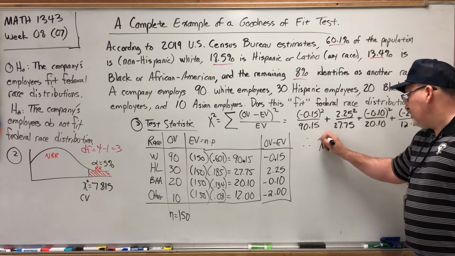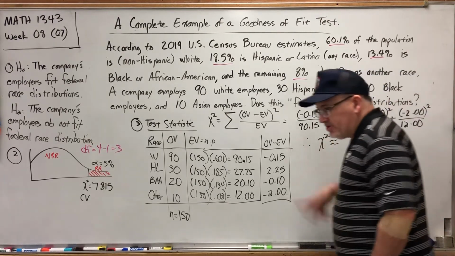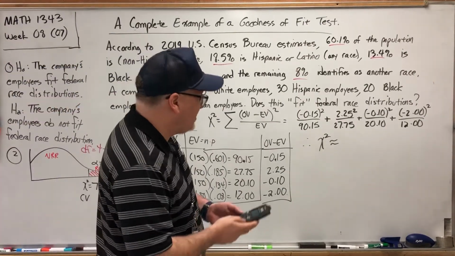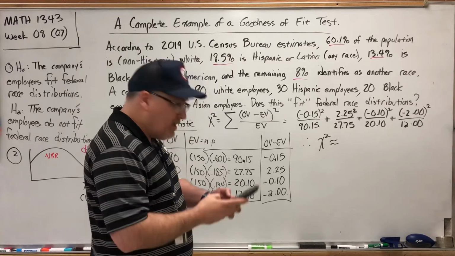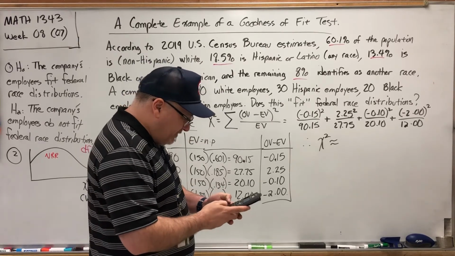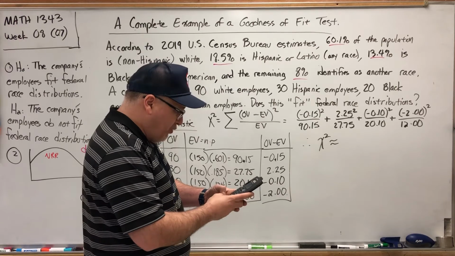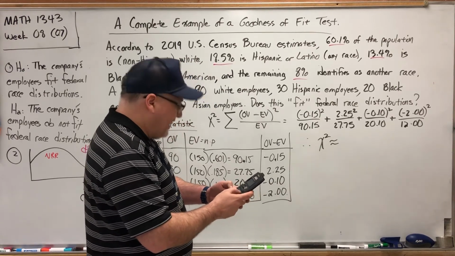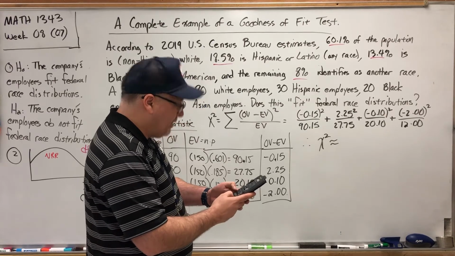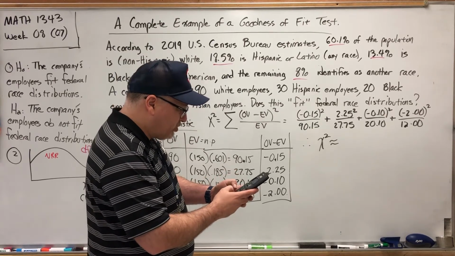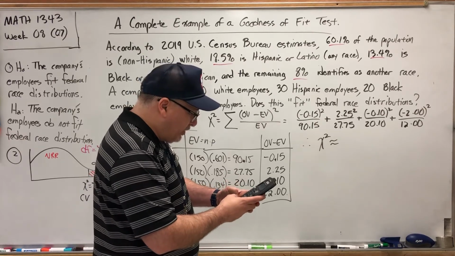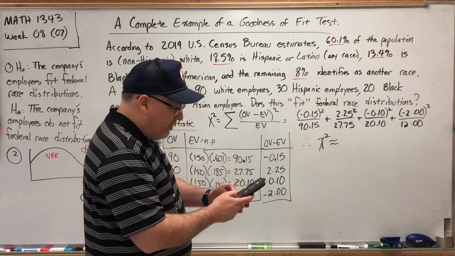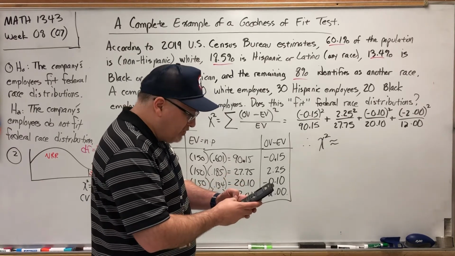Therefore, our test statistic will be chi-squared is approximately whatever this equals in a calculator. I'm going to call it out. I'm not going to type a single negative on top because they all disappear anyway because they're getting squared. 0.15 squared divided by 90.15 plus 2.25 squared divided by 27.75 plus 0.10 squared divided by 20.10 plus 2 squared, feel silly typing that, divided by 12.